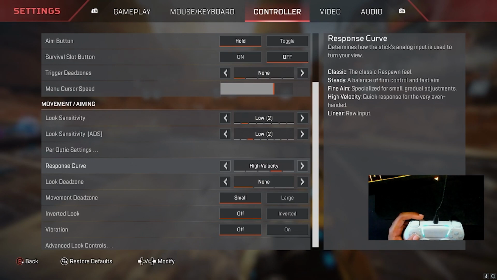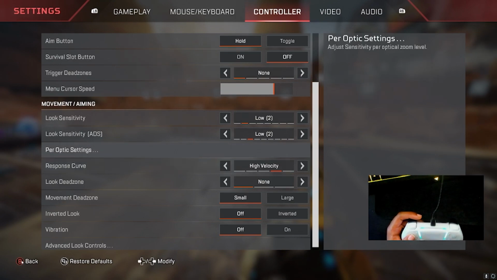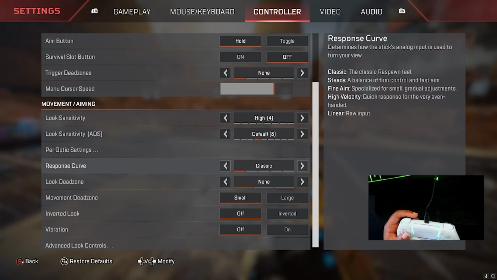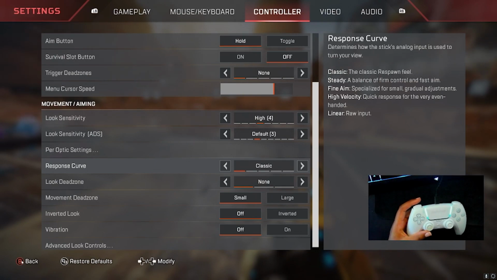Now, classic, to me personally, I feel like classic is for your more casual gamers, because like I said, it's really good sensitivity, and it has a lower margin of error. So when you mess up your aim, it's okay, because the classic will kick in for you and it will control the aim for you.